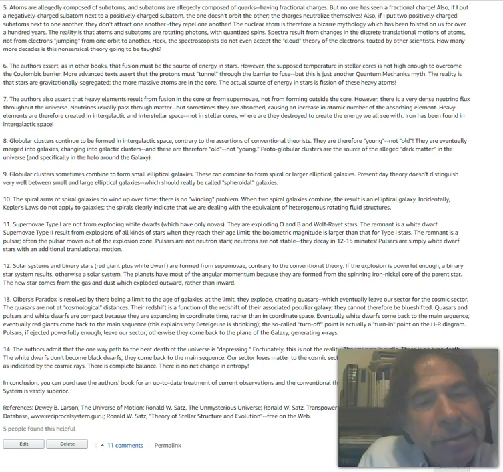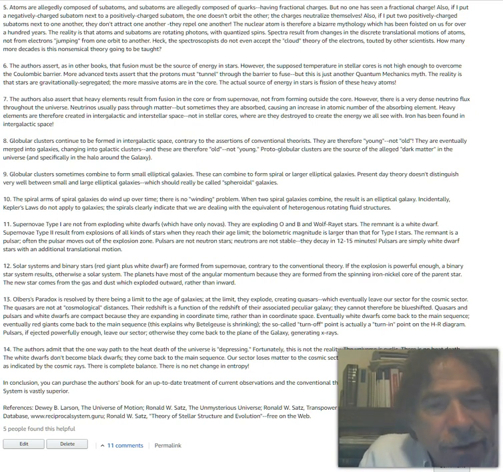The remnant is a white dwarf. Supernovae type 2 result from explosions of all kinds of stars when they reach the age limit, as opposed to just the temperature and mass limit. The bolometric magnitude is larger than that for type 1 stars, even though sometimes the optical magnitude might be less. The remnant is a pulsar. Often the pulsar moves out of the explosion zone.